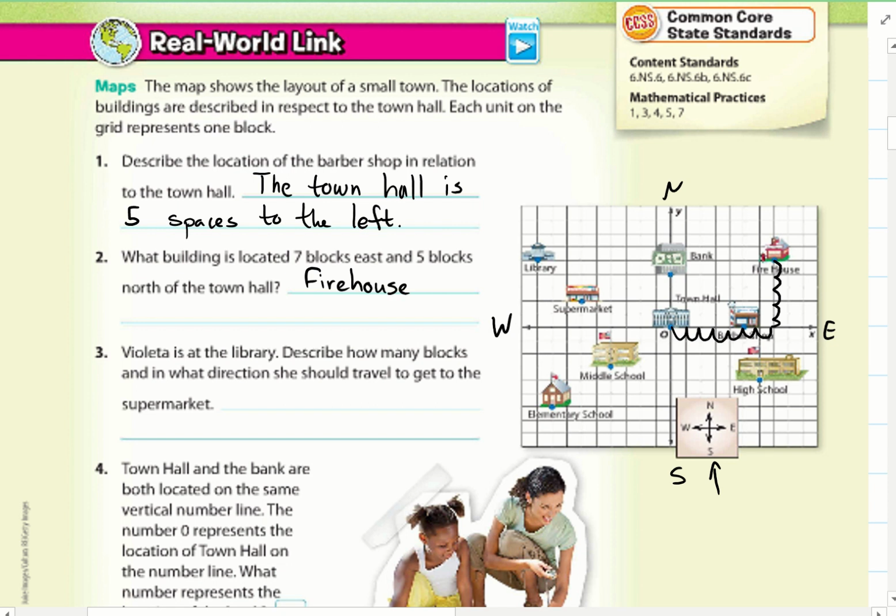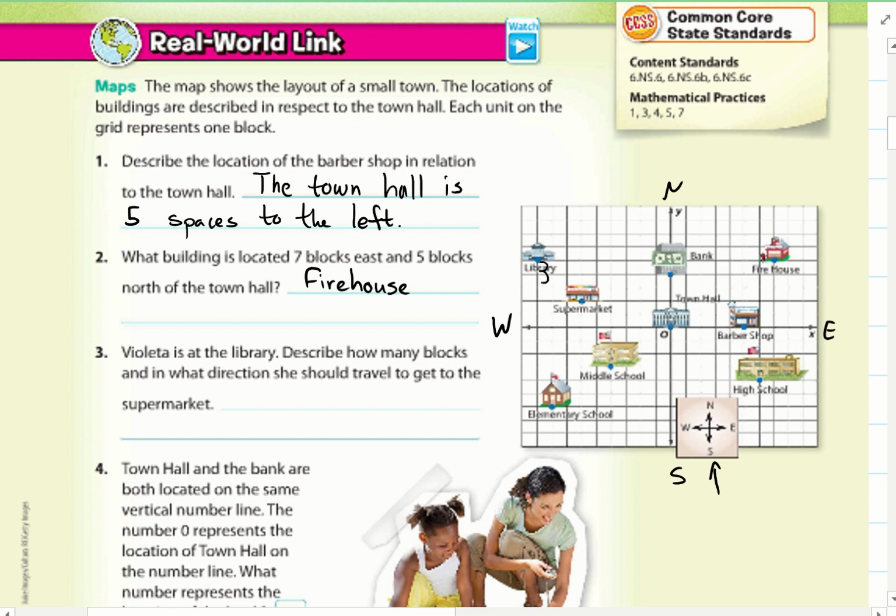Number 3, Violetta is at the library. Describe how many blocks and in what direction she would travel to get to the supermarket. If you notice, we can't just go diagonal. We're going by blocks. So she's at the library, all the way on the top left, quadrant 2. And we need to get to the supermarket. There's 2 ways she can go. She can go south and then east. That's the way I'm going to go.